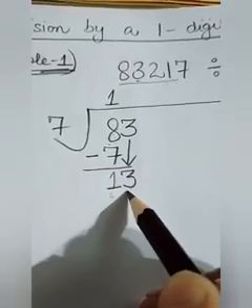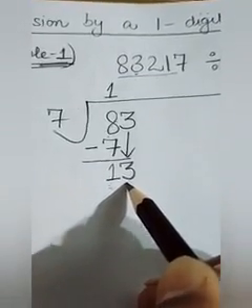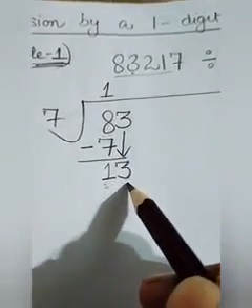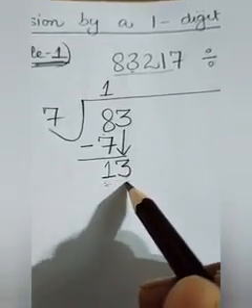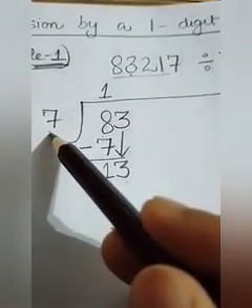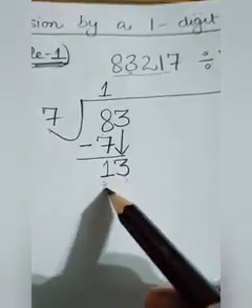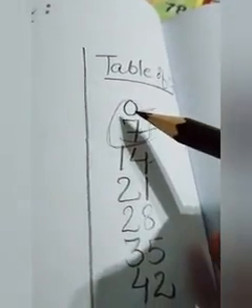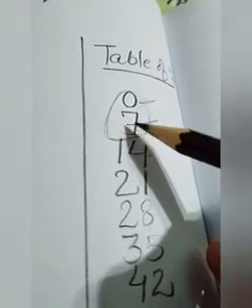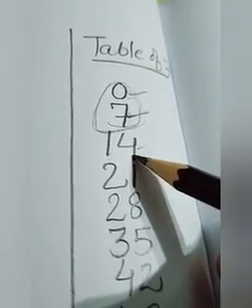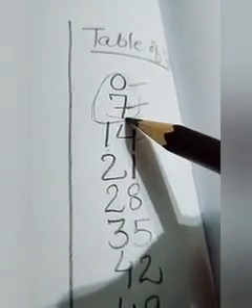Now it has become 13. 1 from here and 3 is the next digit. Now we have to divide 13 by 7. See how we will divide? Firstly, we will observe the table of 7 so that we can write a number under 13 for subtraction. Now see here, less than 13, which numbers are there? 0 and 7. Here is 14. This cannot be written under 13 because we have to do subtraction. So 0 and 7 can be written.